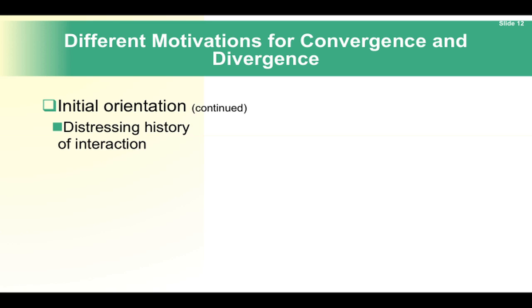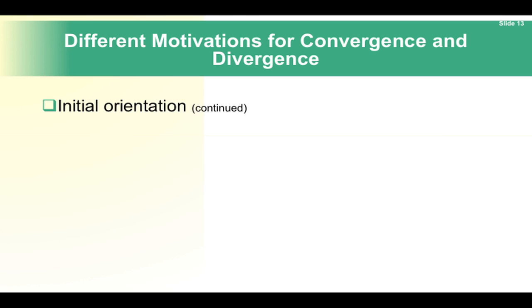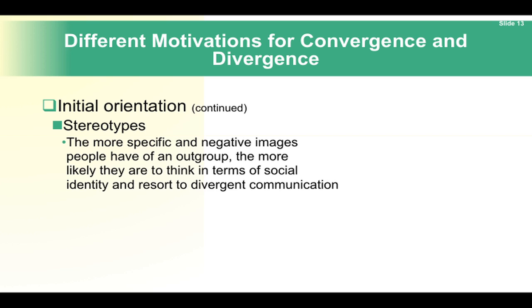Initial orientation also includes a distressing history of interaction. If previous interaction is uncomfortable, competitive, or hostile, both interactants will tend to ascribe the outcome to the other person's social identity. Initial orientation also includes stereotypes. The more specific and negative images people have of an outgroup, the more likely they are to think in terms of social identity and resort to divergent communication.